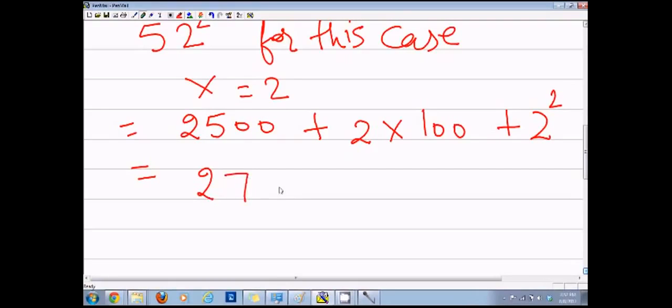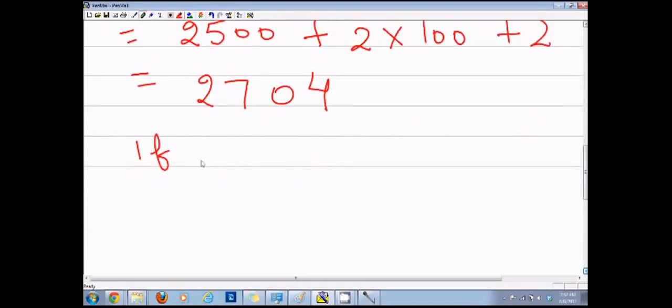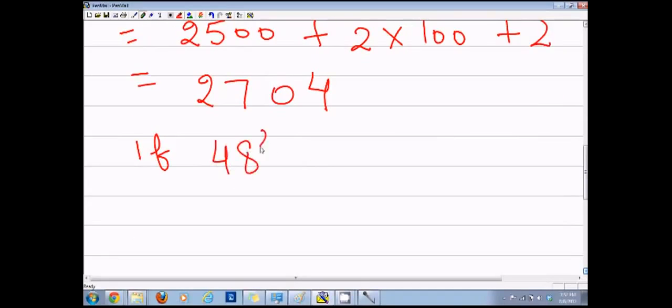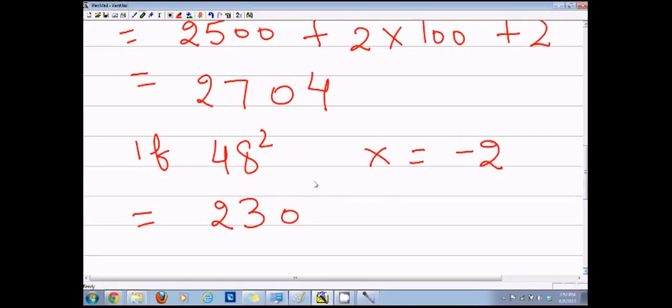2704. And similarly, if we have 48 squared, then x is equal to minus 2, and then instead of adding 2 here, we will be subtracting 2, so we'll have 23, and then the square doesn't matter whether it's negative or positive, so the answer will be 2304.